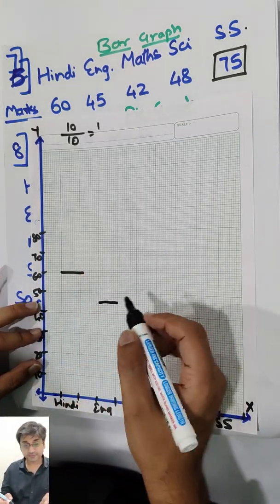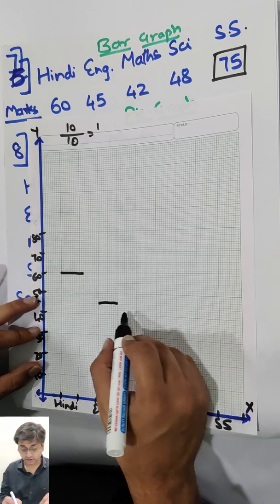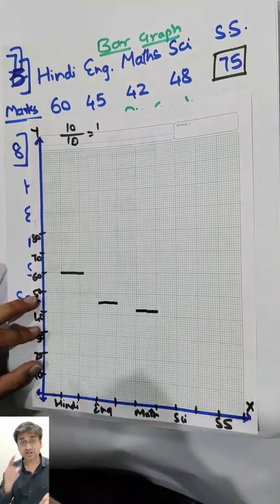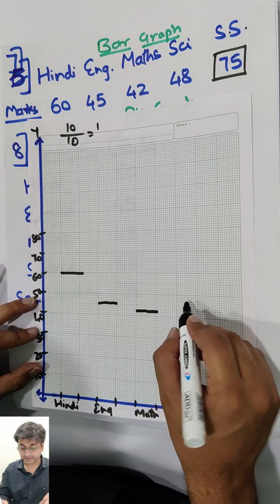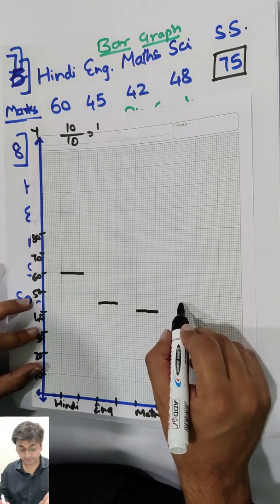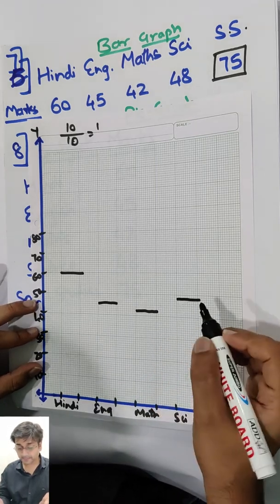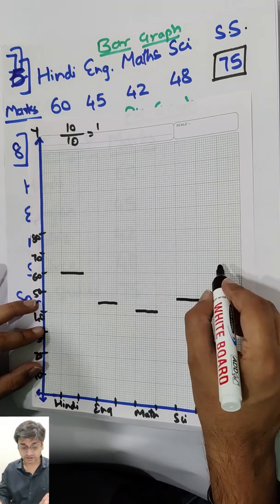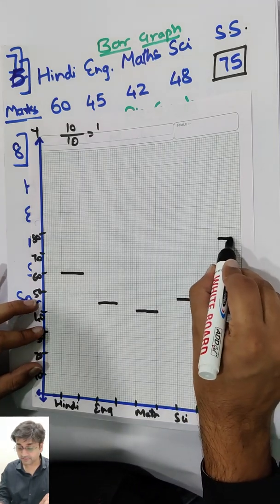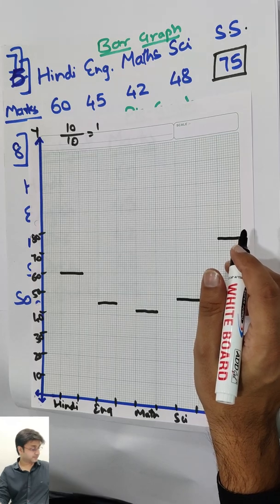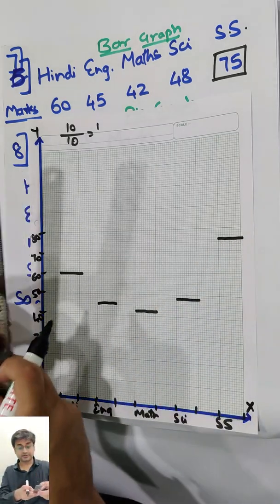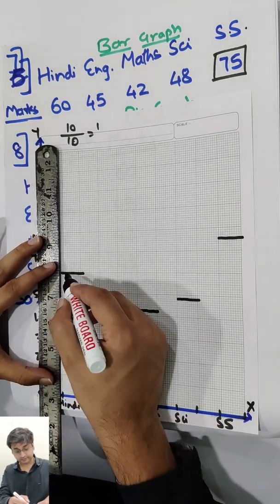So 45. Then the next one 42, so only two lines on 40 because each line is 1 unit. 48 for science, so 48. And finally 75 for social studies, so 75. Let's draw bars to this so that our bar graph gets completed. So that's the first one for Hindi.